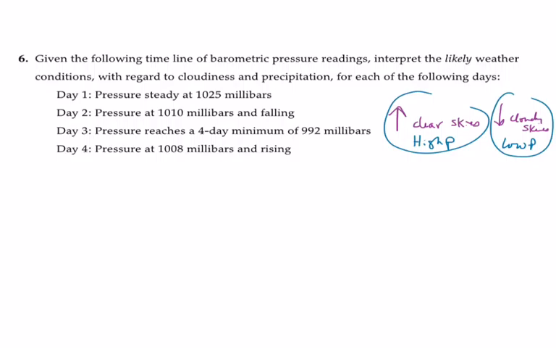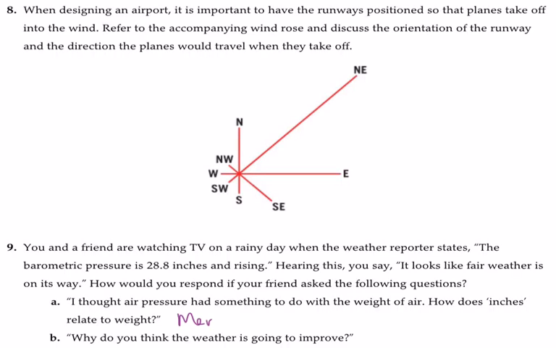Clear skies, and what did you say? Clear skies, high pressure if the barometric pressure is rising. And if the pressure's falling, cloudy skies and low pressure. So that was number 6. That one has an asterisk, so you don't have to use complete sentences. And then we go on to 8, and you do have to use complete sentences.